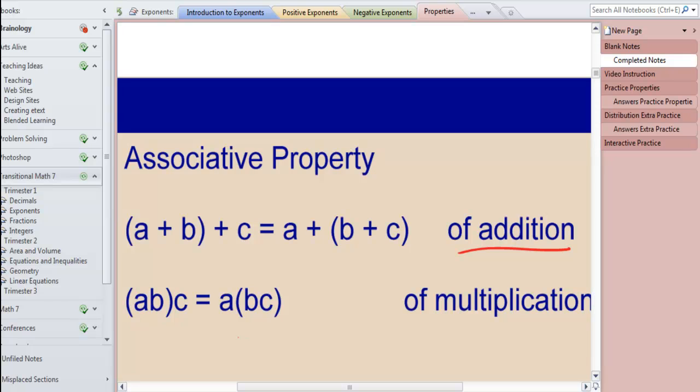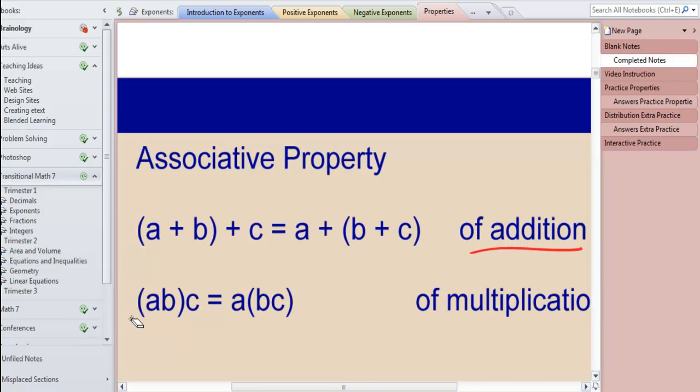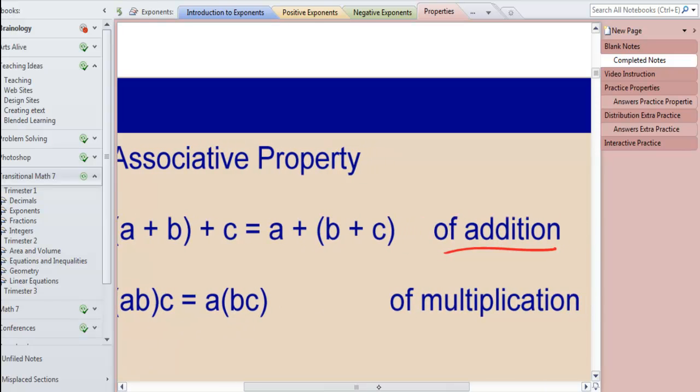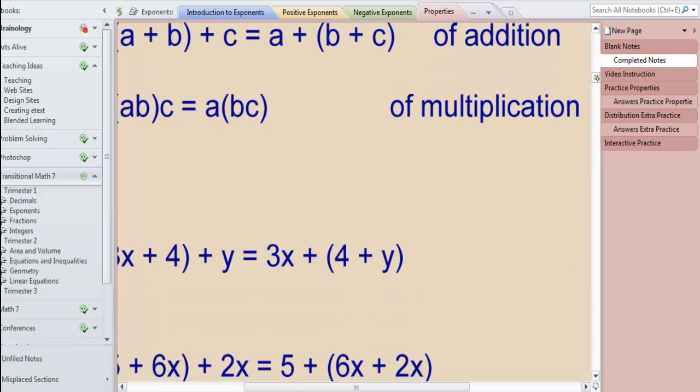With multiplication, it's the same exact idea, only with all multiplication. So if you have all multiplication, it doesn't matter what order you multiply things in, as long as it's all multiplication. So we here could multiply A times B first and then C, or we could multiply B times C first and then A. Again, the associative property is there to address order of operations when parentheses are part of our problem. So let's look at some examples.